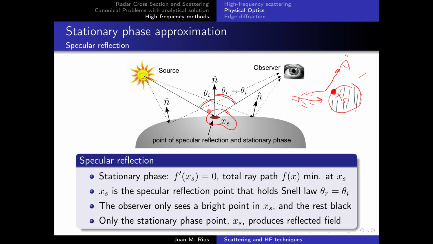So this point is the point of specular reflection, the point where the angle of observation is equal to the angle of incidence according to Snell's law. And this is a very important concept that you have to keep in mind.